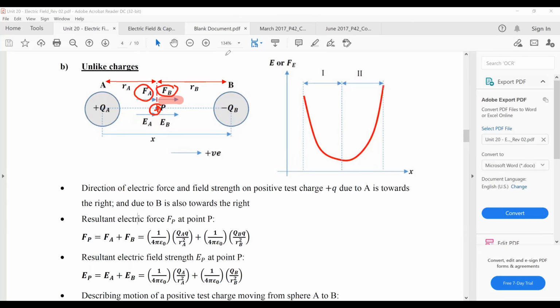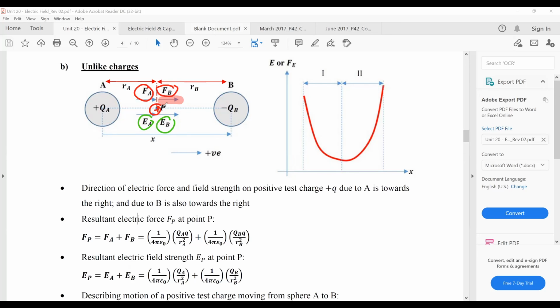If I want to expand it further to talk about, say, electric field strength, due to A it would be towards the right. Electric field strength due to B will also be towards the right. So in your case here, for A, it will always be towards the right. For B, it's also always towards the right. So force is a vector, E the field strength is a vector, direction is important. If you have any opposite direction, normally we will give it a negative. But in your case here, none of them are in the opposite direction, so there's no negative.